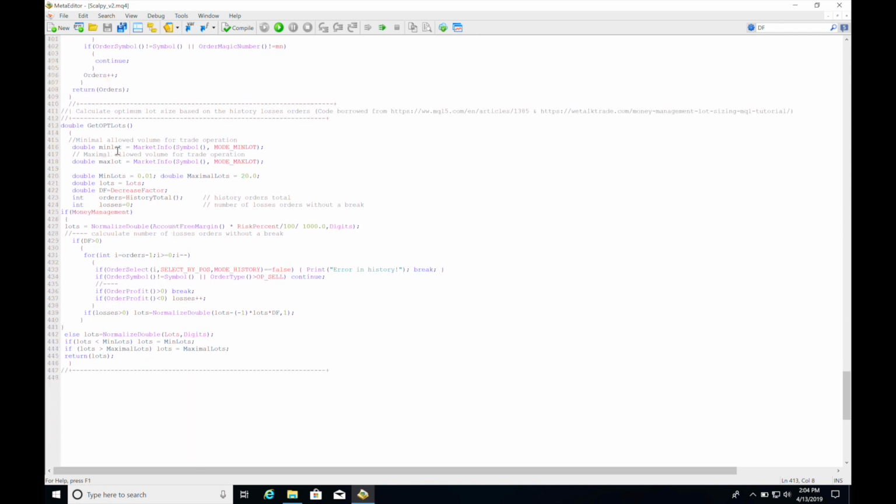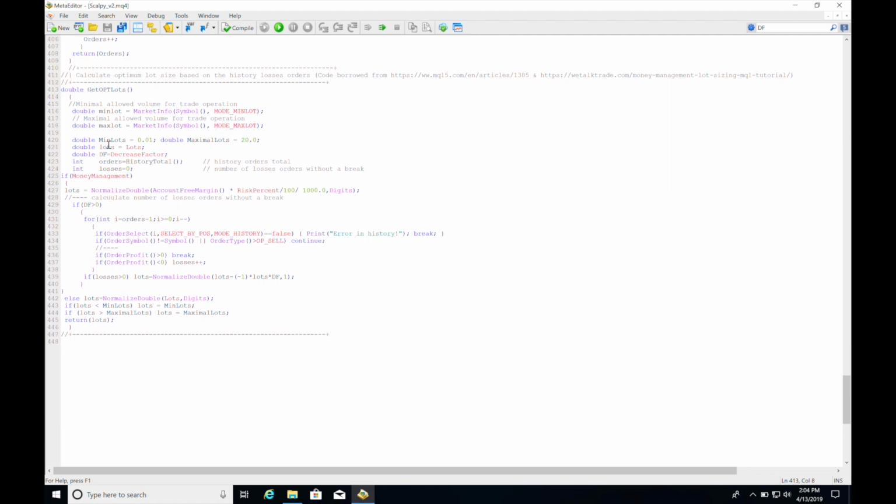basically we get our minimum lot based on the current trade operation, the maximum lot based on the trade operation again. We'll set our minimum lot and maximum lot to 0.01 and 20 highest. And lots in lowercase will be the value that we return as an optimized lots for our function. We'll get a copy of decrease factor, and we get the total number of orders. This value will be set to 0, but we're going to use it only if we're using money management.